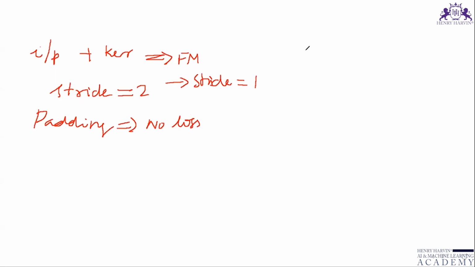When we use input and kernel, what was the formula? Input minus kernel plus 1. We had 5, so we use 5 minus 3 plus 1. So we got it as 3 cross 3, that we remember.